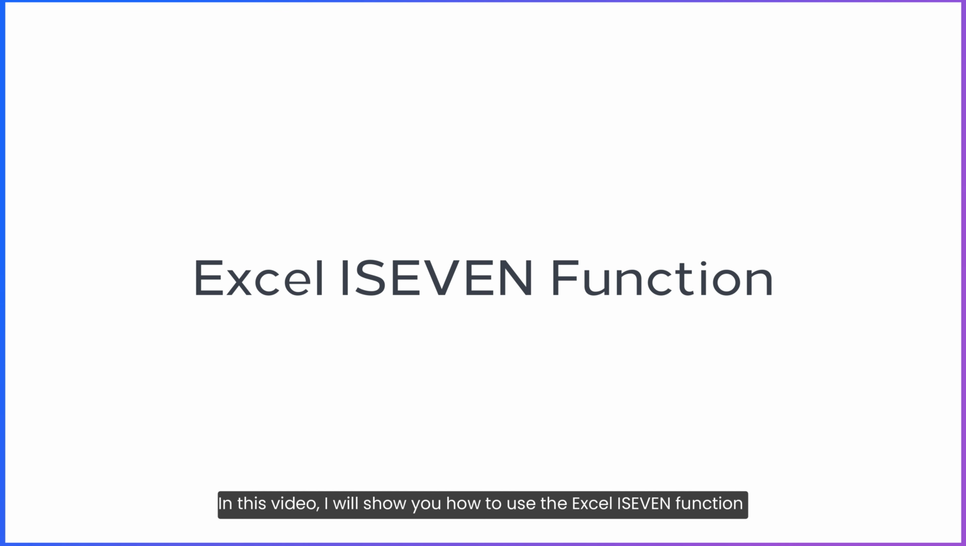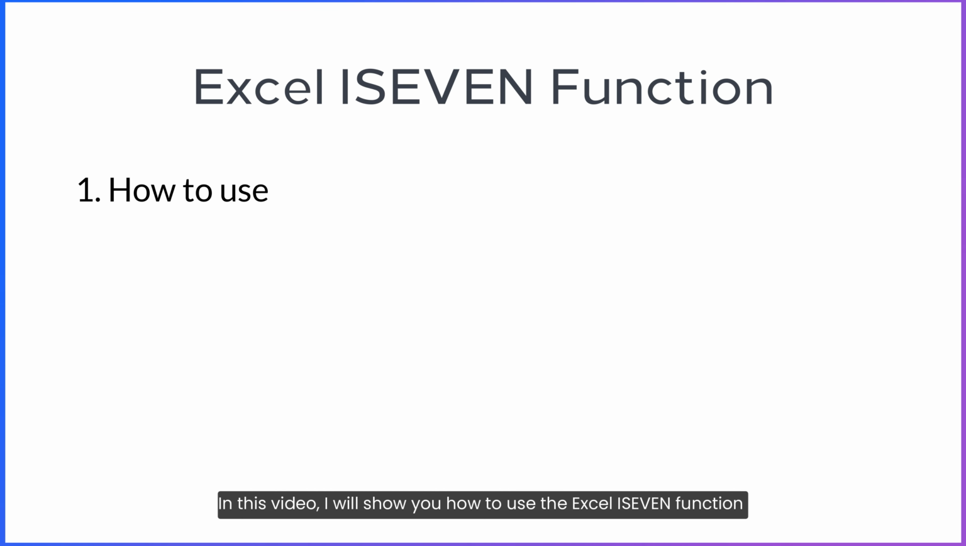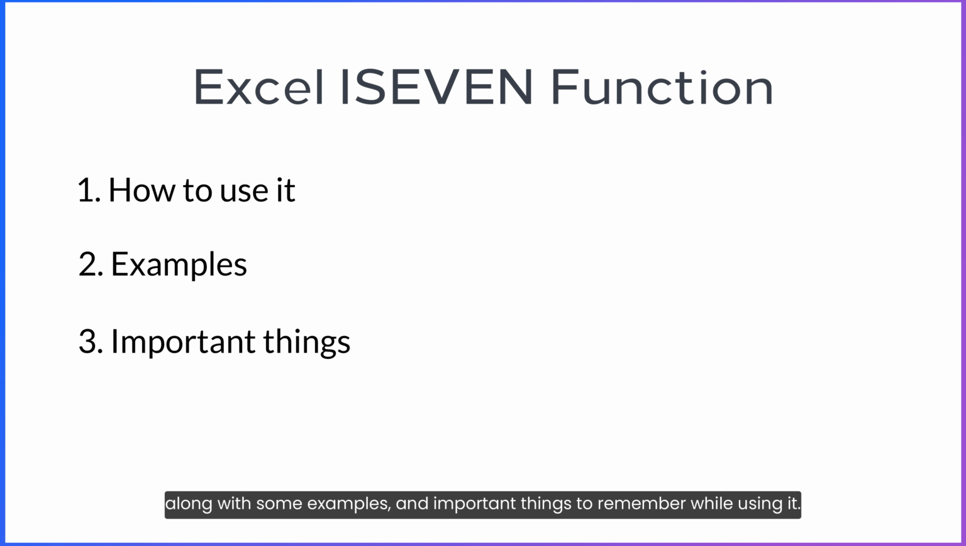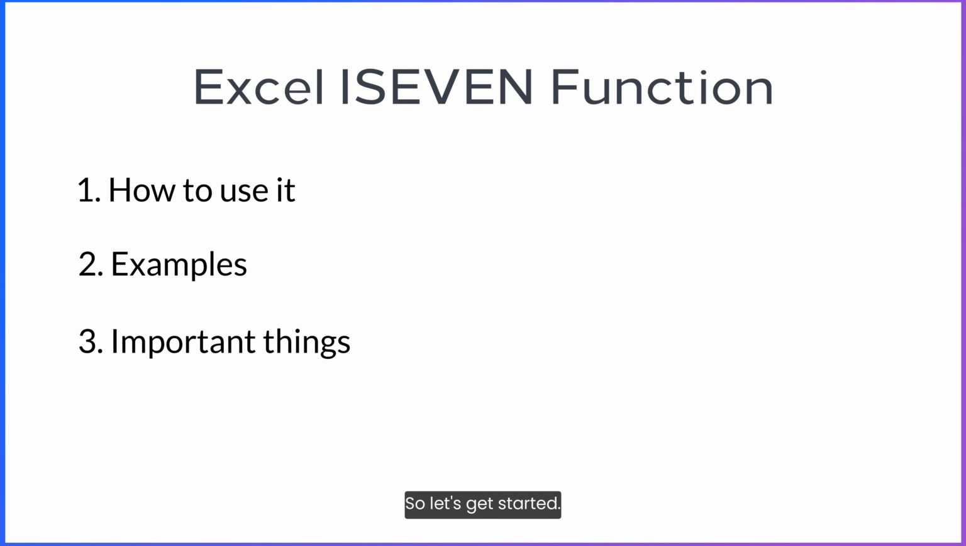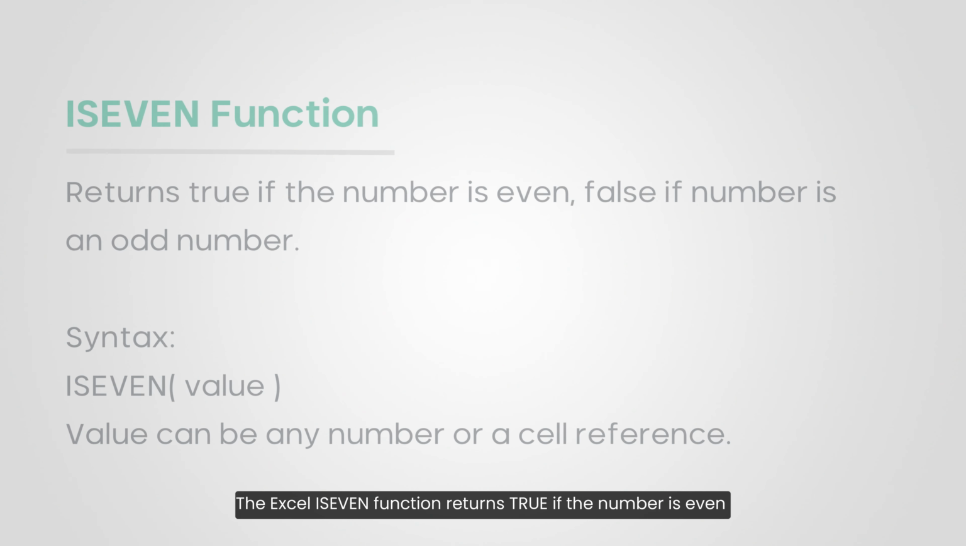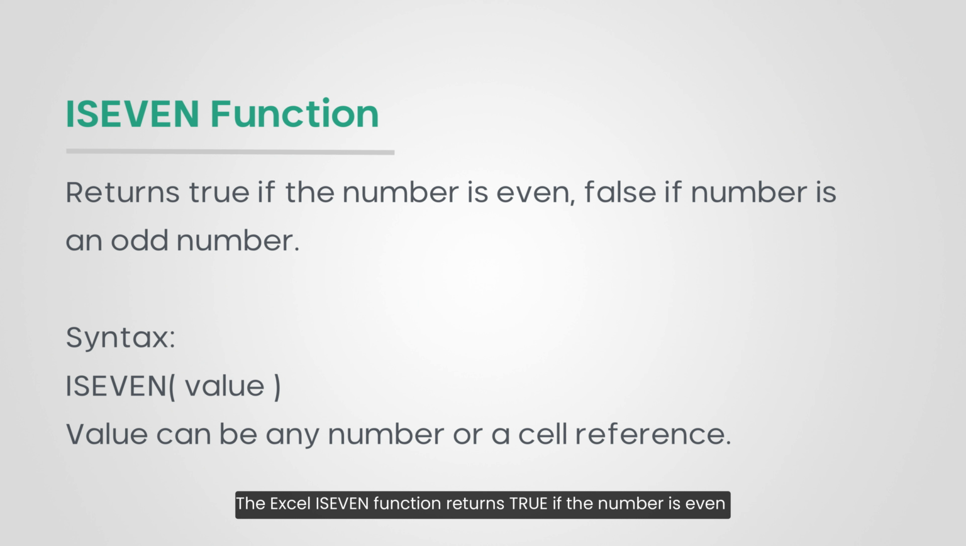In this video, I will show you how to use the Excel ISEVEN function along with some examples and important things to remember while using it. So let's get started. The Excel ISEVEN function returns true if the number is even or false when the number is an odd number. Here is the syntax of the ISEVEN function.